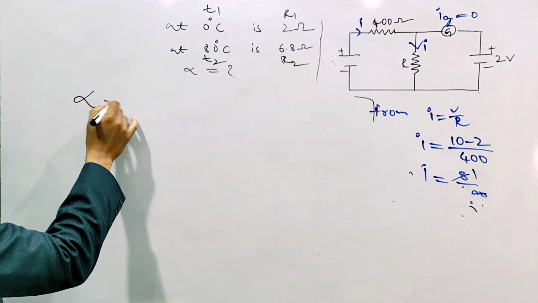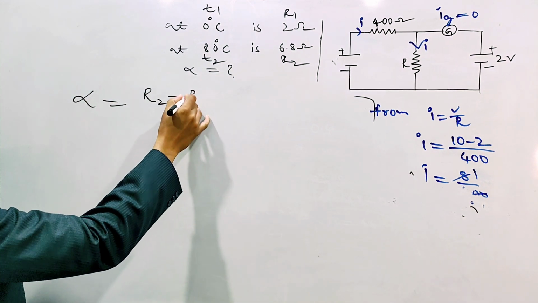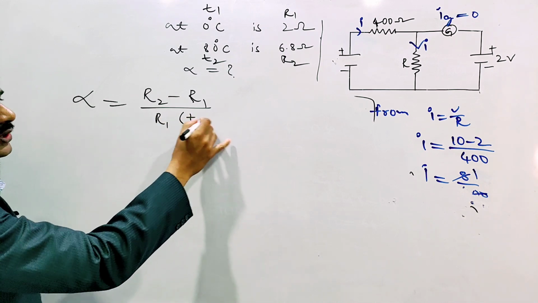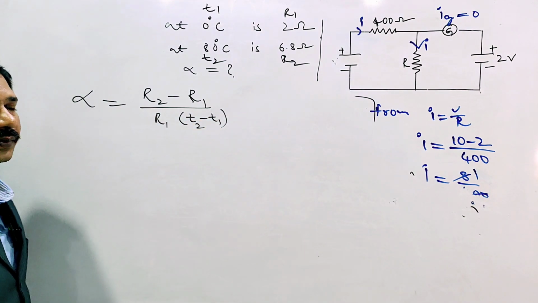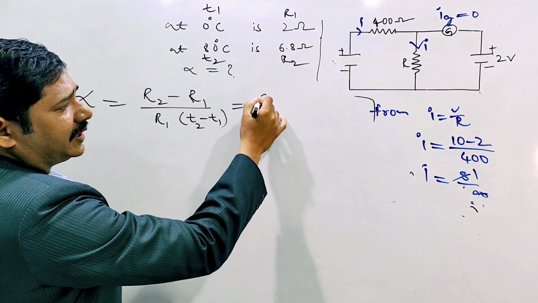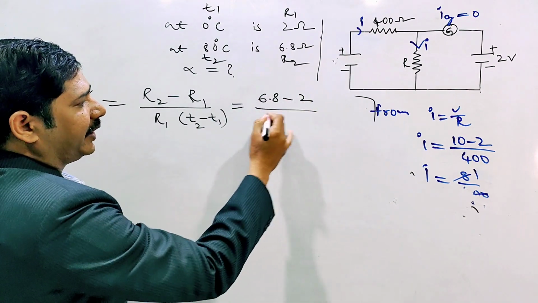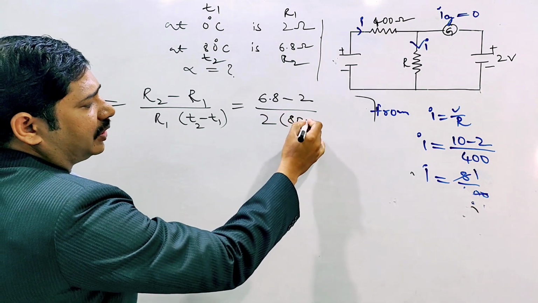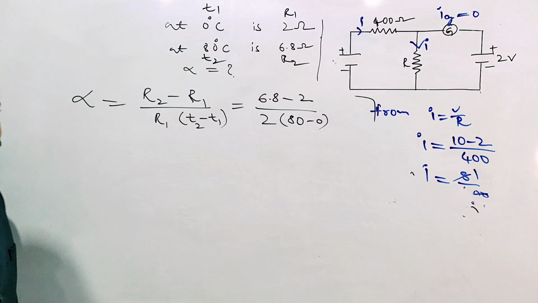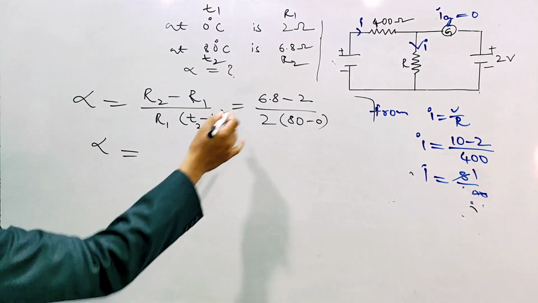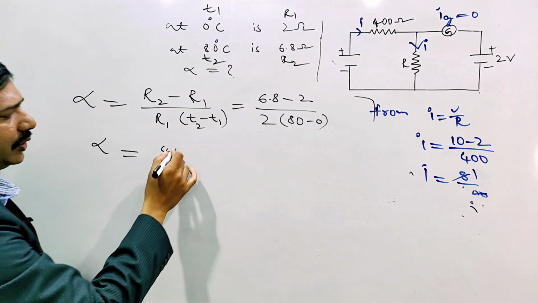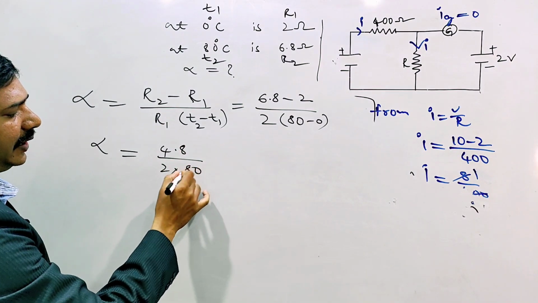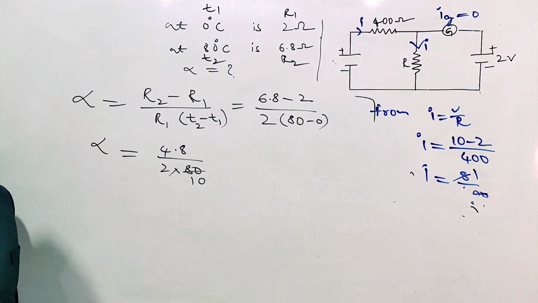The alpha formula we know. What is the formula? R2 minus R1, the change in resistance, by the original resistance into the temperature difference T2 minus T1. Substitute the values: 6.8 minus 2 divided by 2 into 80 minus 0, that is 80 only. Here alpha equal to 6.8 minus 2, that is 4.8, divided by 2 into 80.